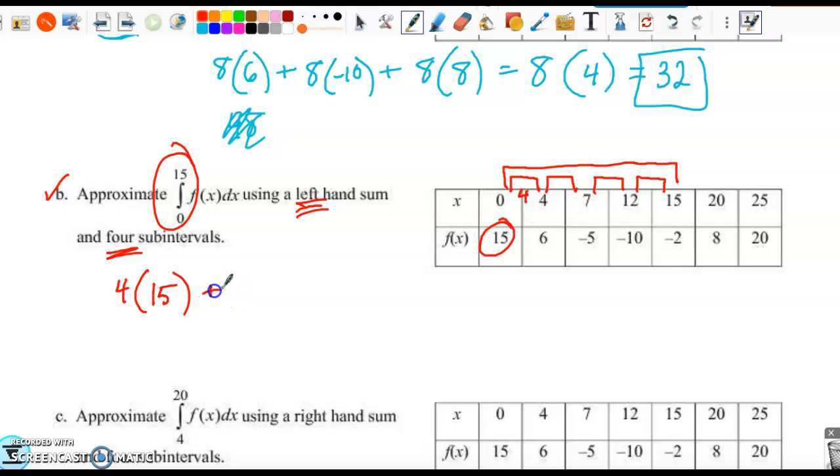I'm really hoping this is making sense. So what's the width from 4 to 7? That would be 3. And I use the left. That's why we say left, 6. And then from 7 to 12 is 5. And we use the left, which would be negative 5. 12 to 15 is 3. We use the left.